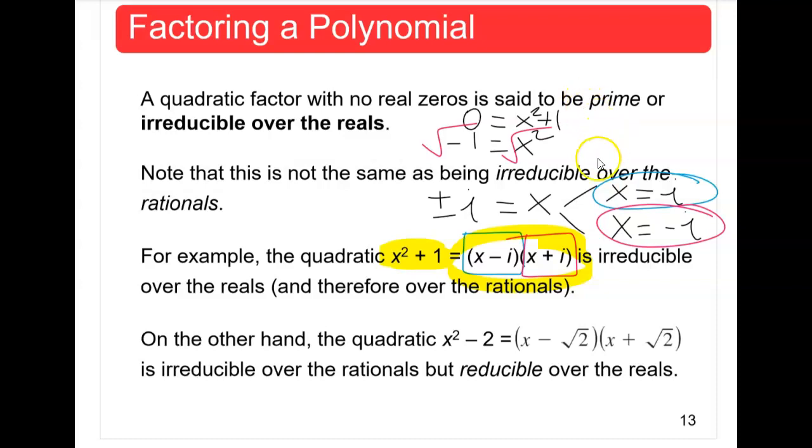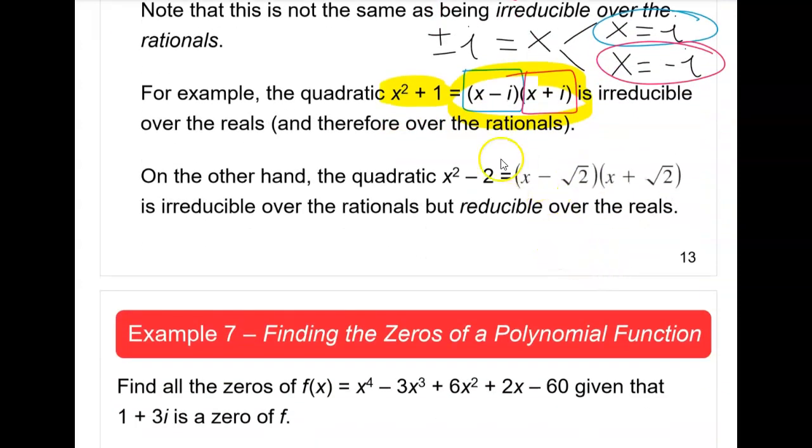Also, there are some quadratics that will not have imaginary zeros, but they will have zeros that will be irrational. So for example, the square root of 2 is an irrational number, or any other number that cannot be turned into a fraction, into a ratio. So we use those to denote the exact answer.